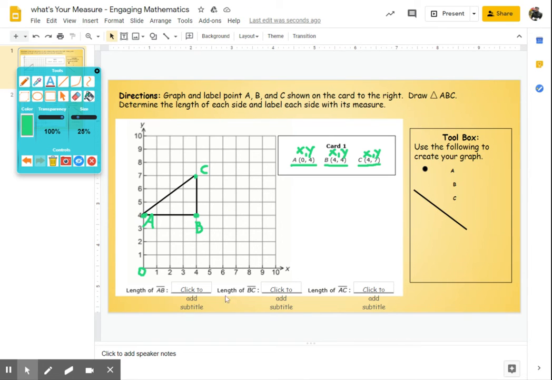So if I look below, I've got the length of line AB. So here's AB.